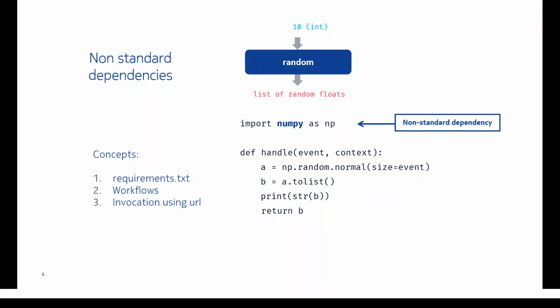So in this example, I have shown you how you can create a function which uses a non-standard Python dependency, and how you specify that using the requirements.txt. I showed you what a workflow is and how you can invoke it using the user interface as well as the URL.